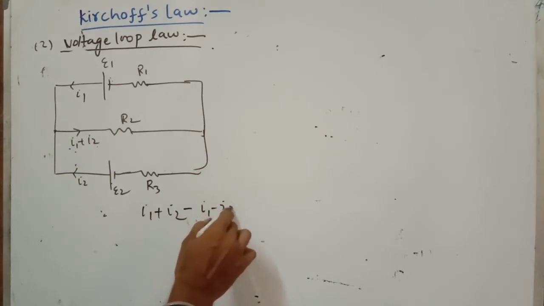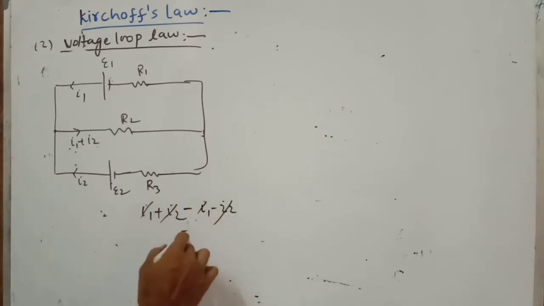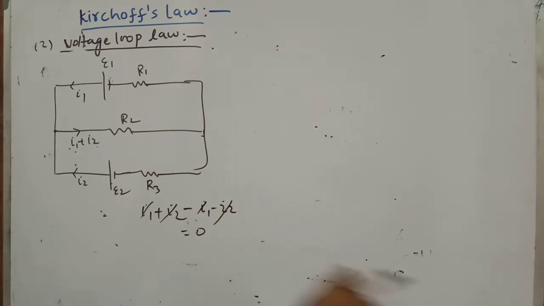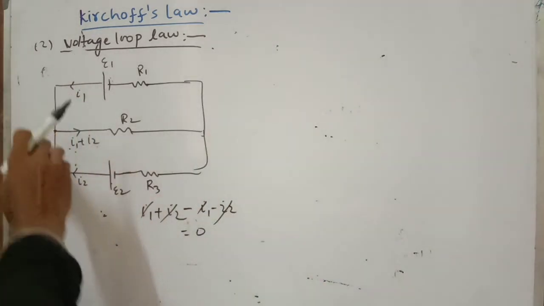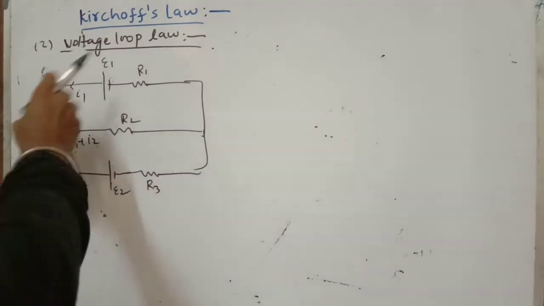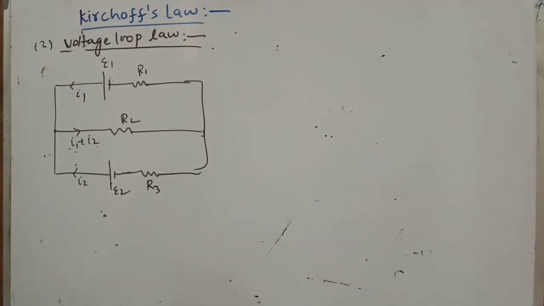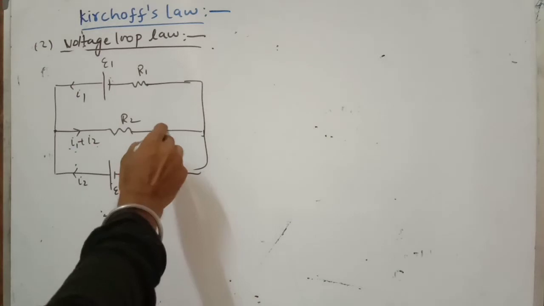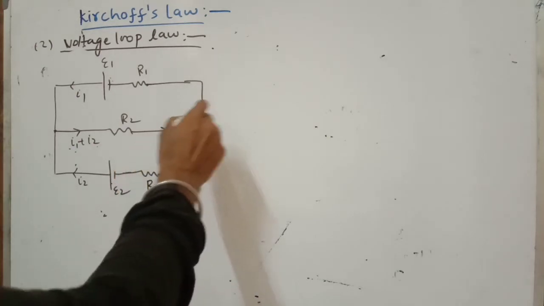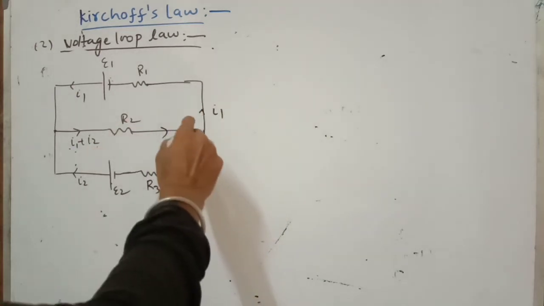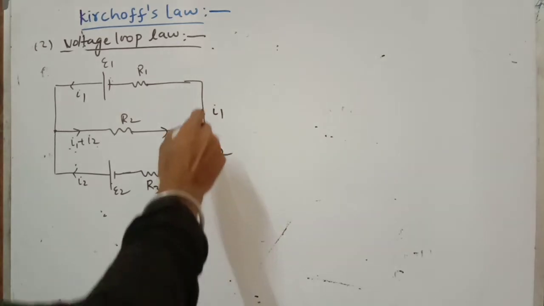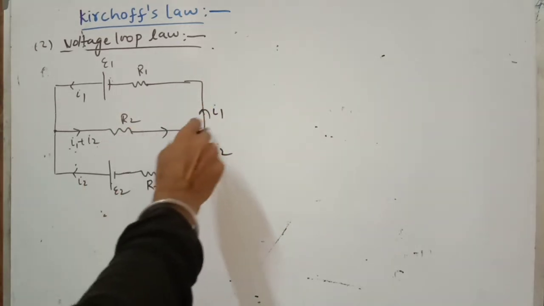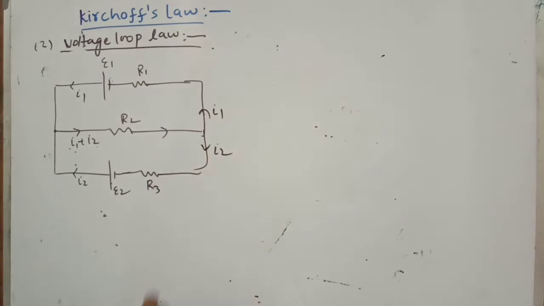Negative of this one, so after it will cancel out, it will become 0. Okay, so according to Kirchhoff's first law, this is the current distribution in every branch. Now from here I1 will go and it will again divide into I1 and I2.